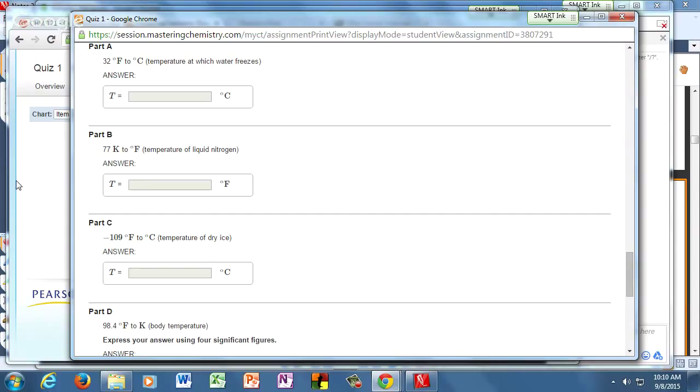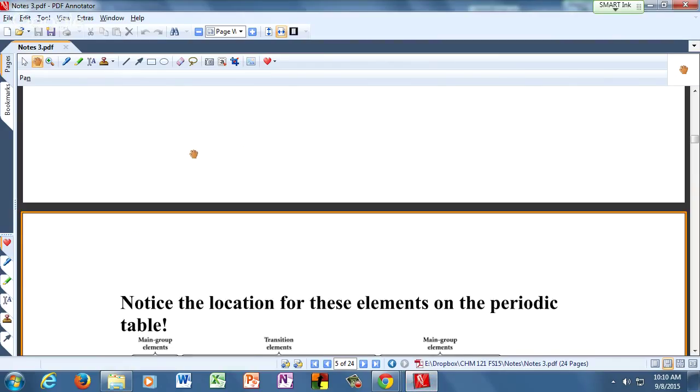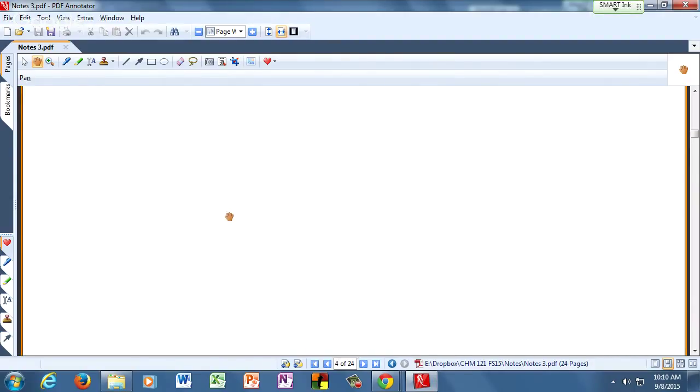Does anybody want to see that equation in practice? Yeah? Okay, let's take a look at it. So let's go K to F. I'll just do it here. So 77 K to degrees Fahrenheit.